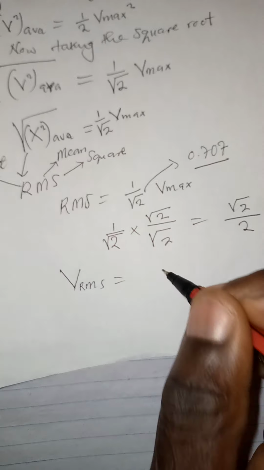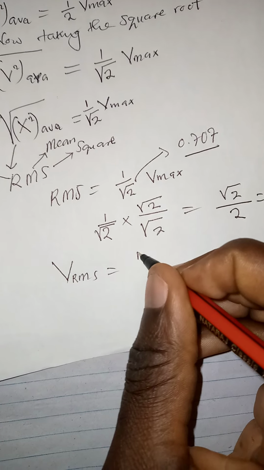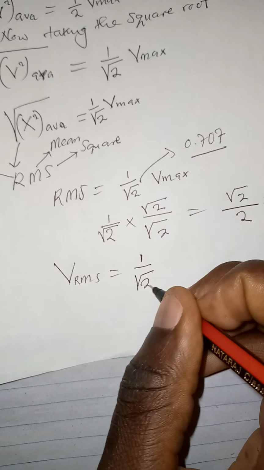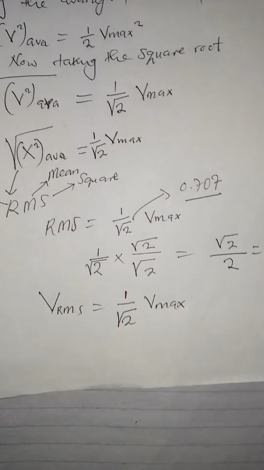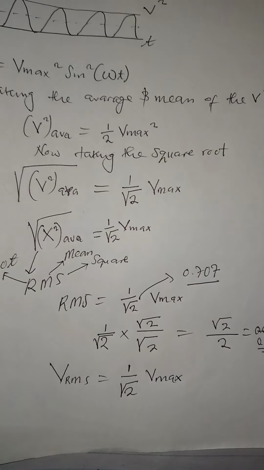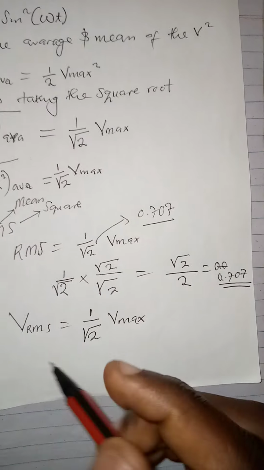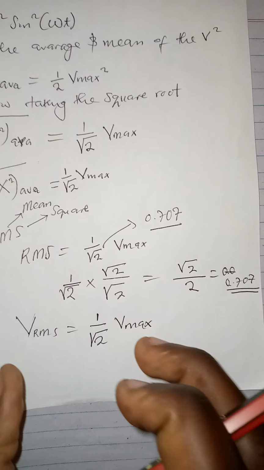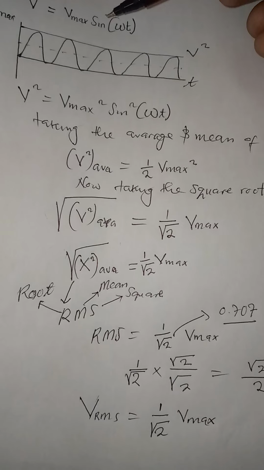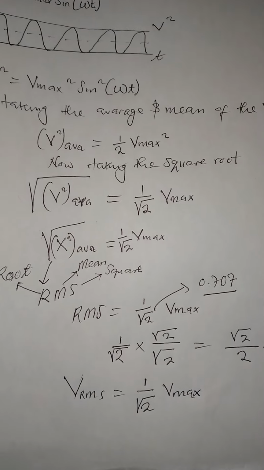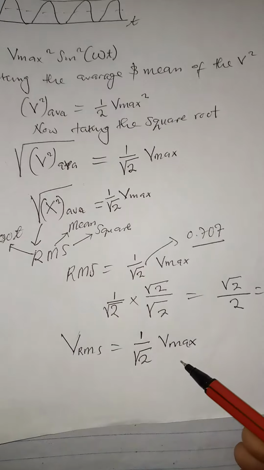So this is how you come up with this formula, of which we can say V RMS is simply equal to 1 over root of 2 Vmax. So this is how you go about this one. Simple as this. This is how this formula came about from the original formula, which is this one. We just squared the sine function and we end up getting this one.